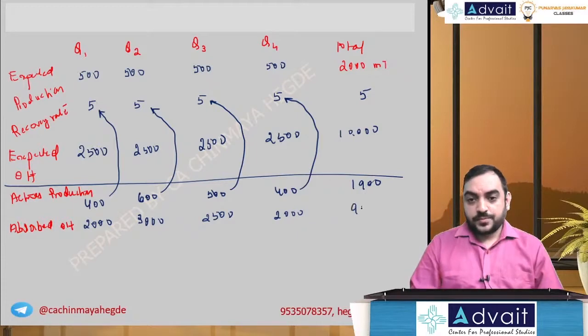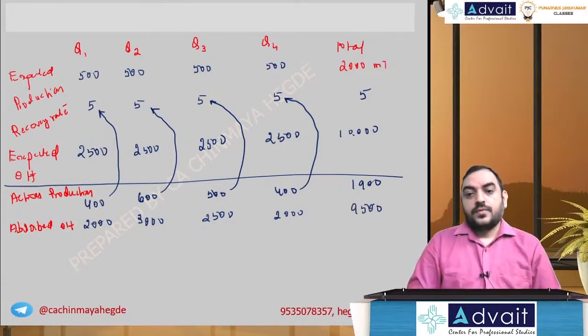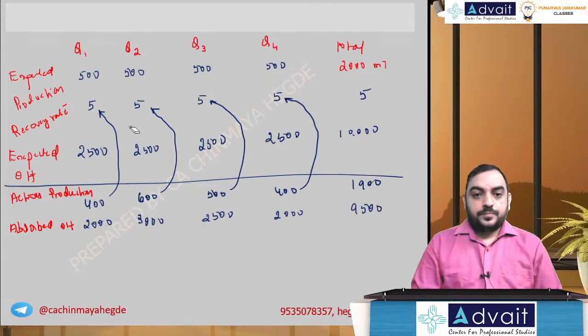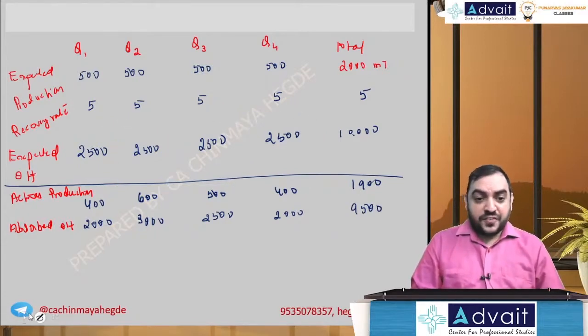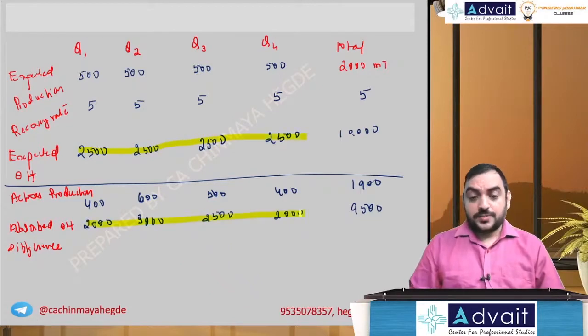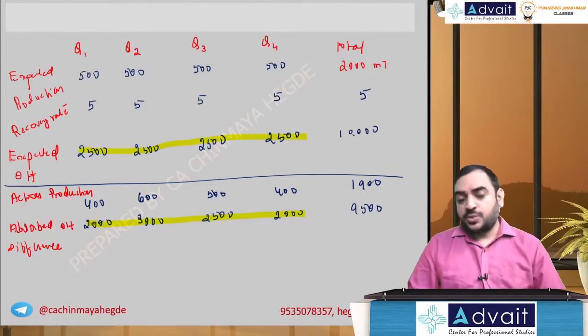9,500. Okay. Now there's a difference, right? Difference between what? Difference between the expected overheads and absorbed overheads. That we need to comment.